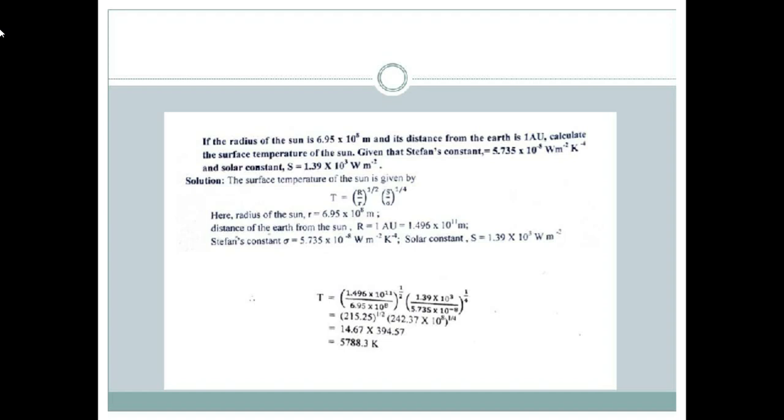Radius of the sun, denoted by small r, is equal to 6.95 × 10^8 meters, it is given. Distance of the earth from the sun, capital R, is equal to 1 astronomical unit, that is 1.496 × 10^11 meters. Stefan's constant σ is equal to 5.735 × 10^-8 watt per meter square per K^4. Solar constant S is equal to 1.39 × 10^3 watt per meter square. Just substitute in the formula, you will get 5788.3 Kelvin as the solution.